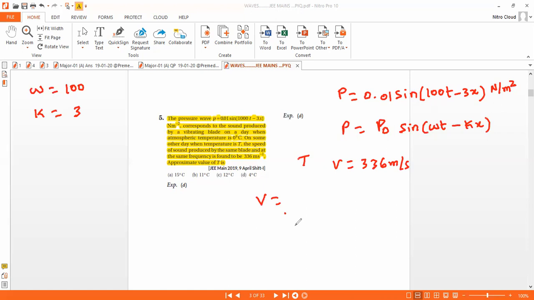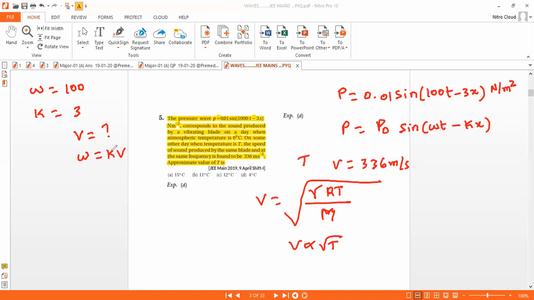We know that the speed of sound has formula square root of gamma times RT by M. So velocity is directly proportional to under root T. Since omega equals kV, V is equal to omega by k, that is nothing but 100 by 3 meter per second.